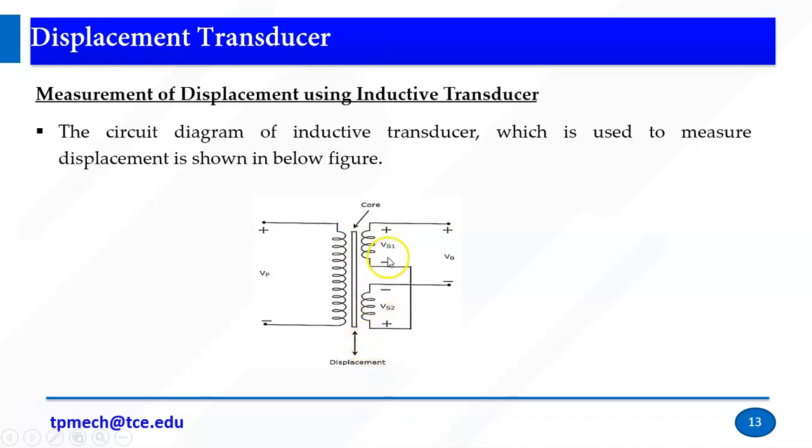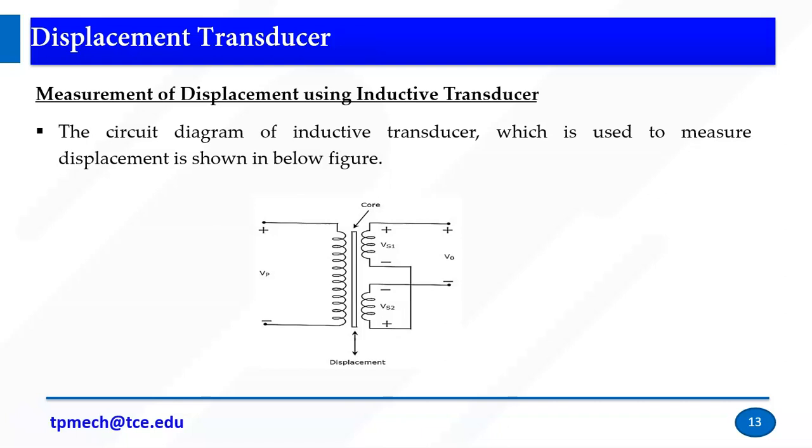If the core is exactly at the center between the two, and I give 5, 10 to the primary, it will induce 5 in this one and 5 in the other. Then 5 minus 5 is 0. We say it's a null position. So when voltage is applied to the primary winding, voltage is induced in the secondary windings.